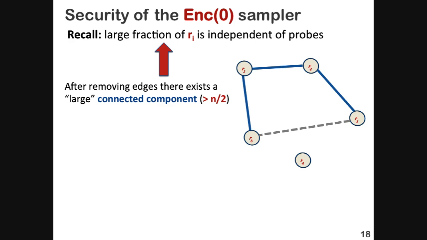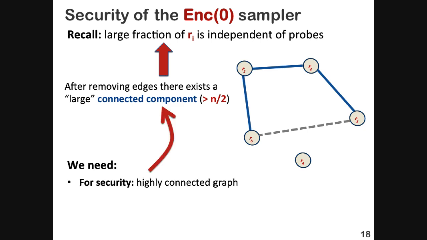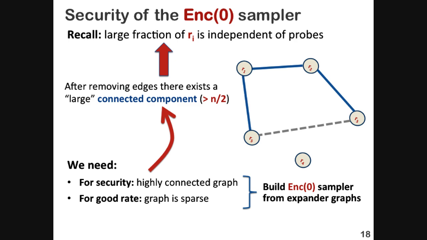Now, to get a good encoding of zero sampler, what we need for security is a graph that is initially very highly connected. And to have an efficient sampler, we need a sparse graph. So we can use an expander graph, essentially, and this then gives us an encoding of zero.